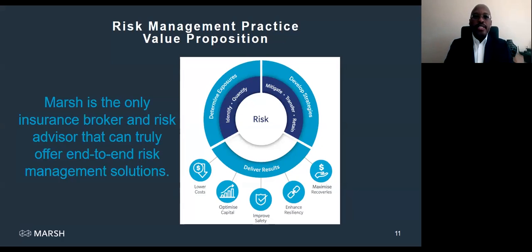Through this, we deliver results and we are judged by, firstly, lowering of costs; secondly, optimizing capital. Capital is scarce and it is expensive. And divisions within corporations, they fight and compete for the allocation of capital. Hence, it must be managed very well. Thirdly, improving business safety and enhancing business resilience. And finally, maximizing recoveries.